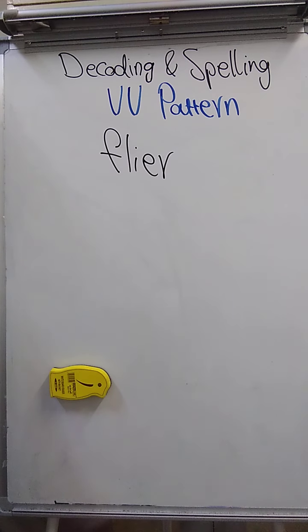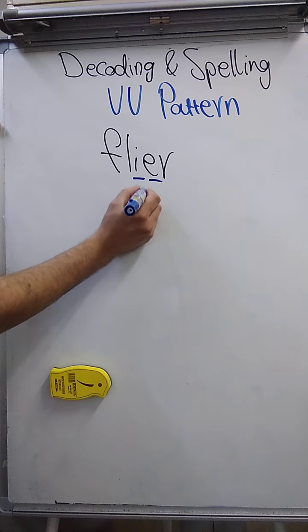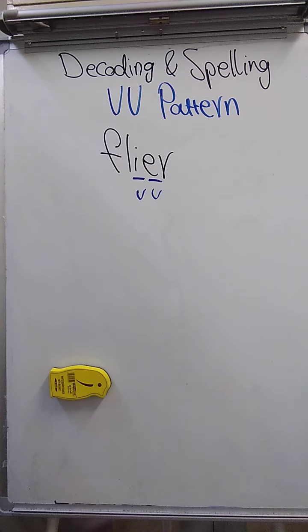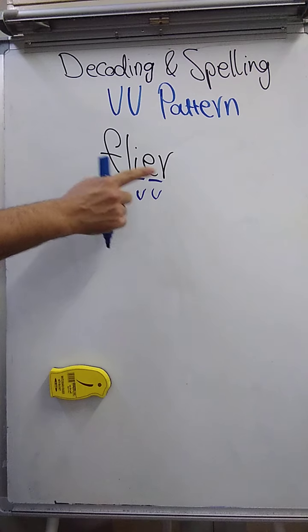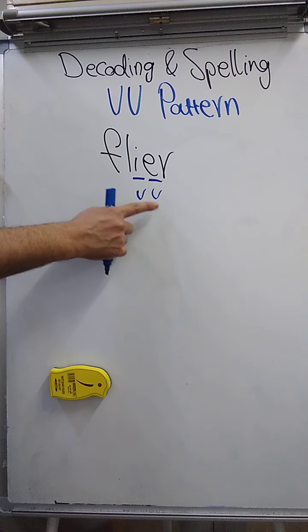Okay, guys. So when I have a word, I look at the word, then I have two vowels. Vowel, then vowel. Okay, guys. Remember that words with VV spelling patterns may be divided between the vowels if the vowels stand for two different sounds. In the word flyer, both the I and the E are pronounced.